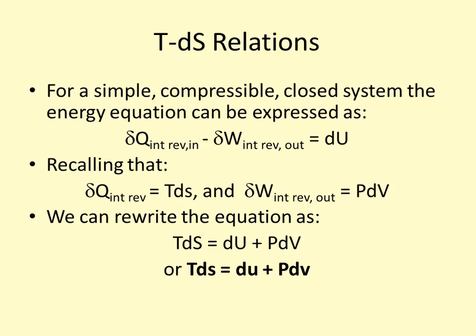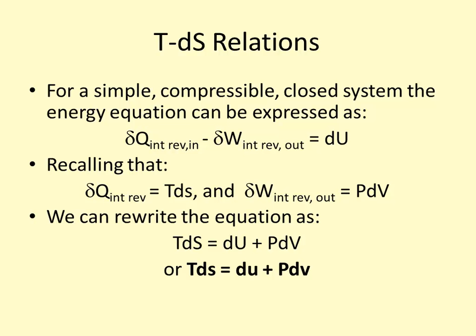So this is just the energy balance, but we've written it in differential form. And we remember now that δQ for an internally reversible system is just equal to TdS. So that's just the entropy equation that relates heat transfer and temperature. And we also have the boundary work equation, which is just PdV.